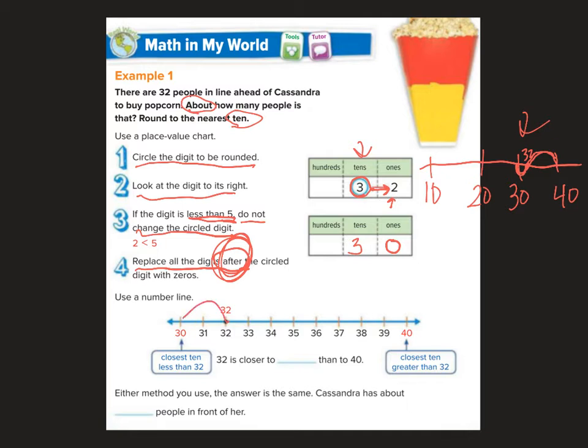We can see that 32 is much closer to 30 than 40, right? That's kind of a little exaggerated here, but you can see it's much closer. So we would round it to 30. 32 is closer to 30 than 40. Either method you use, the answer is the same. Cassandra has about 30 people in front of her.